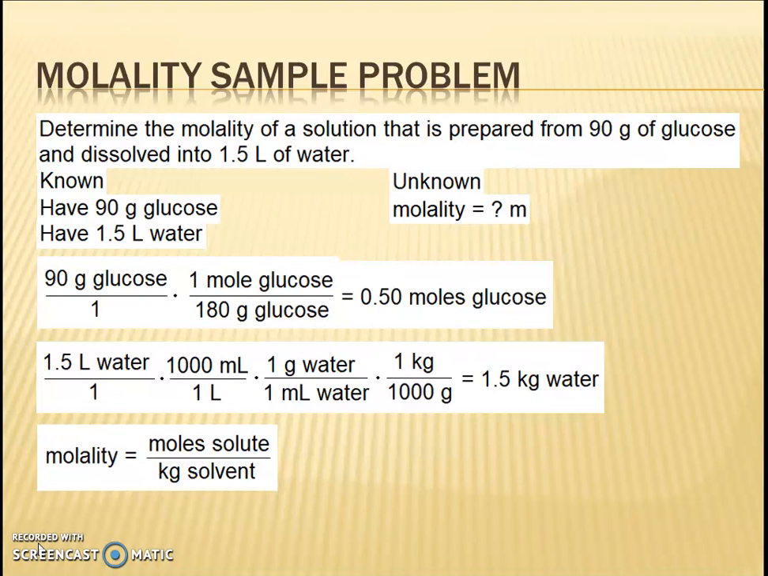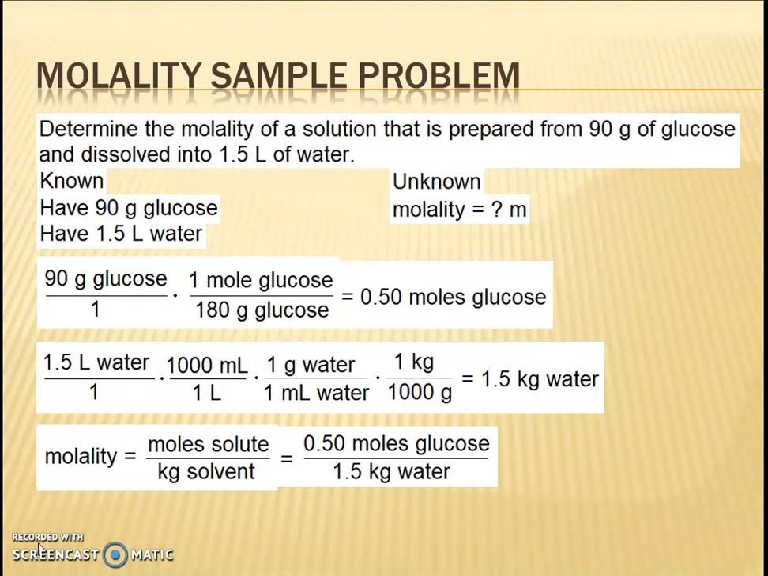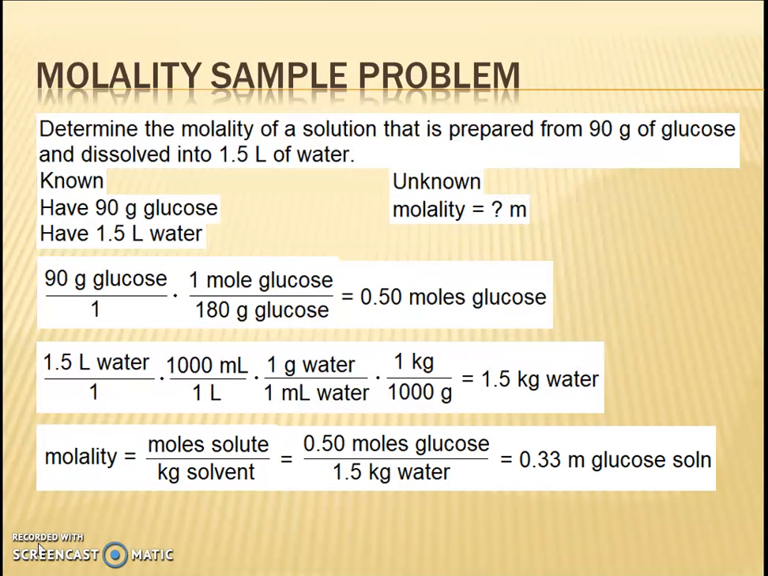And now that I have the proper units for my equation, I have moles of solute, I have kilograms of solvent. I can now substitute those in for my variables. And I find that 0.5 moles of glucose dissolved into 1.5 kilograms of water gives me a molality concentration of 0.33 molal glucose in solution.